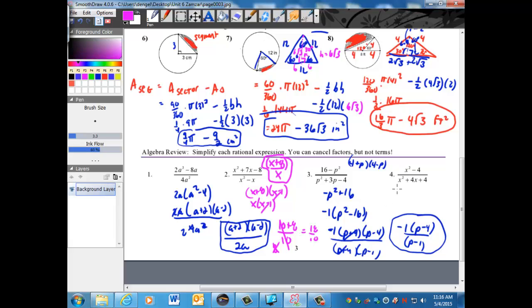Alright, then last one, we have x plus 2, x minus 2. And then that's going to be all over x plus 2 times x plus 2. The x plus 2's cross out. The answer is x minus 2 over x plus 2. Again, we can't cross out the x's.